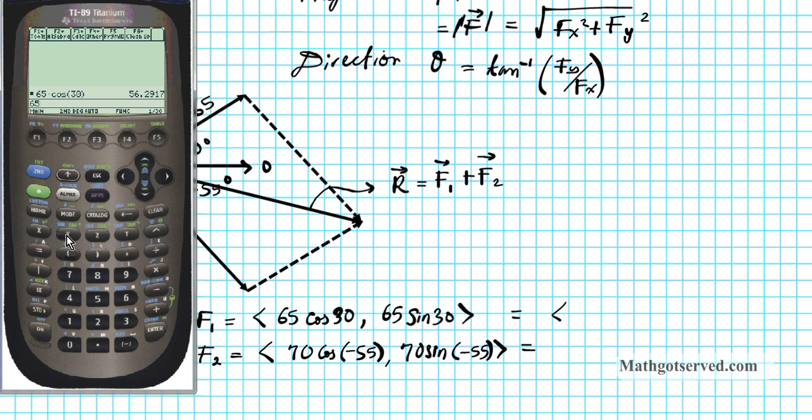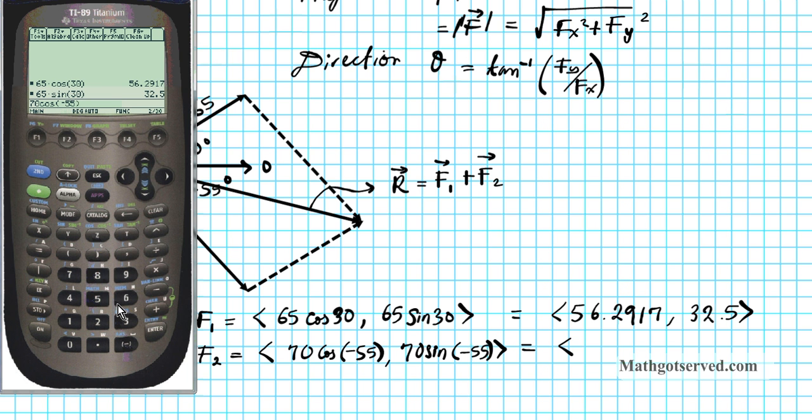cosine negative 55. Alright, see what that is. And do the same thing, 70 sine negative 55. Alright? And then your answer is going to be negative 57.3406. Okay, so let's write it down.